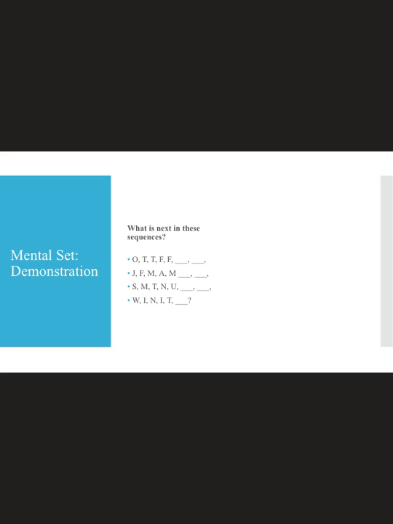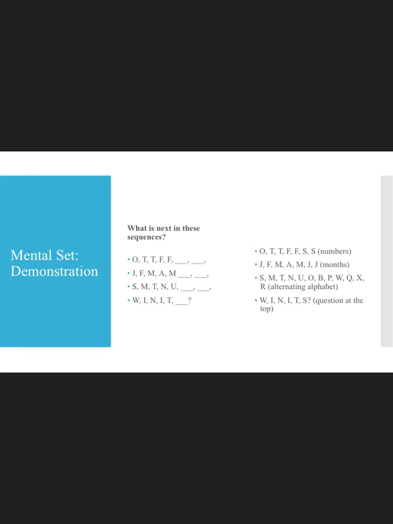What are the next 2 blanks within these sequences? Again, I'll give you some time, but pause it if you really want to think about it harder. Okay, I'm going to give you the answers here. So if you want to keep working, pause it.